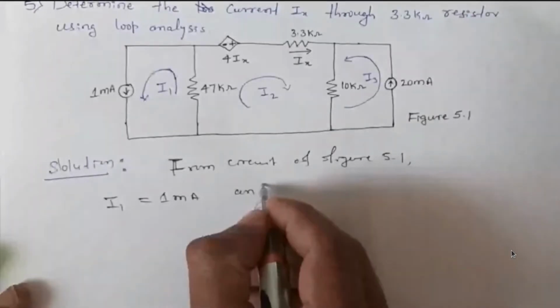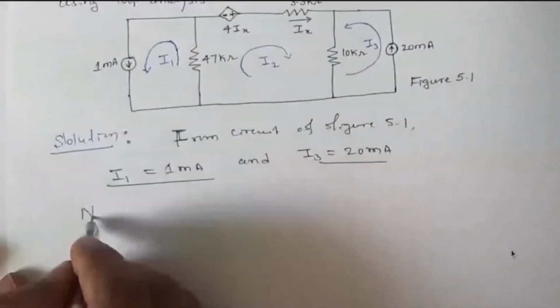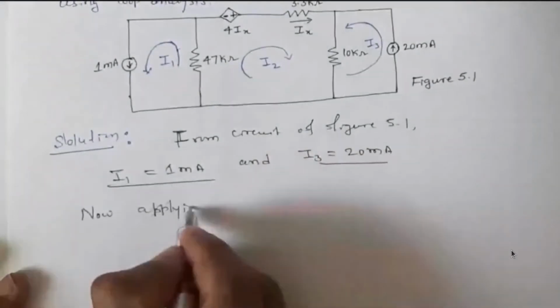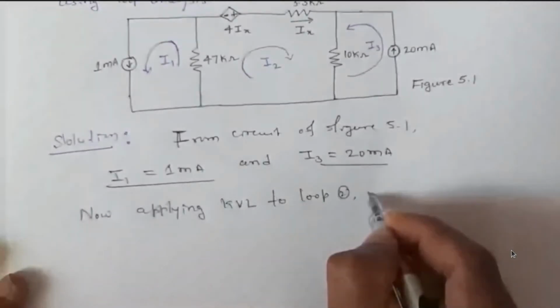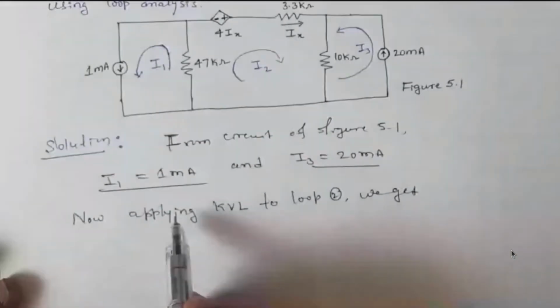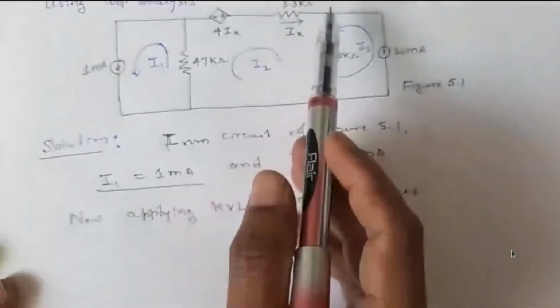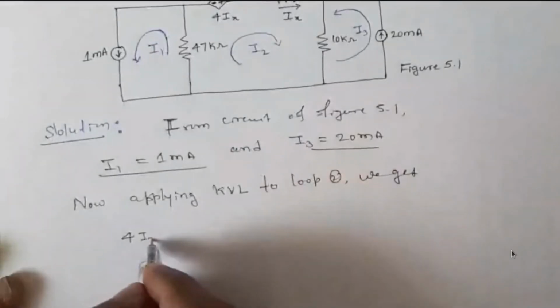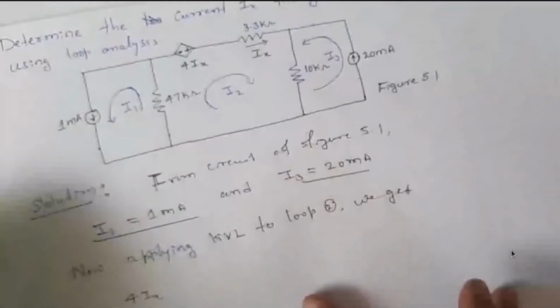And I3 is equal, right? So the only thing is you need to apply KVL for loop 2. Now, applying KVL to loop 2, let us see. Look at this. This is minus to plus. I'll consider positive 4ix. The voltage source is 4ix. Okay, so the voltage source, its value is 4ix.